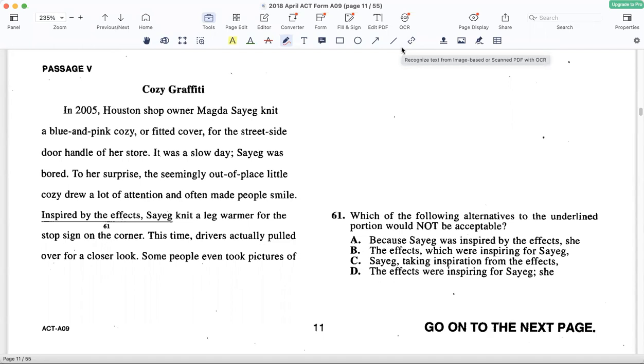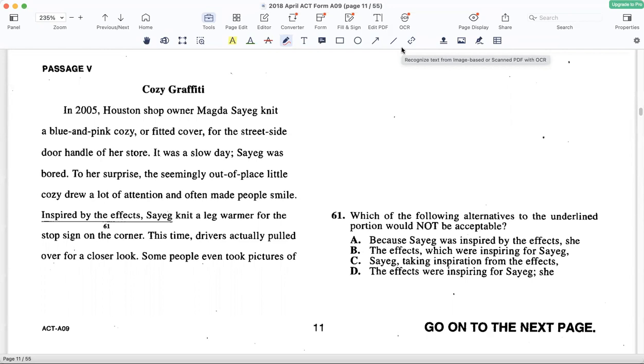In 2005, Houston shop owner Magda Saik knit a blue and pink cozy, or fitted cover, for the street side door handle of her store. It was a slow day, Saik was bored. To her surprise, the seemingly out-of-place little cozy drew a lot of attention and often made people smile. Inspired by the effects, Saik knit a leg warmer for the stop sign on the corner. This time, drivers actually pulled over for a closer look.